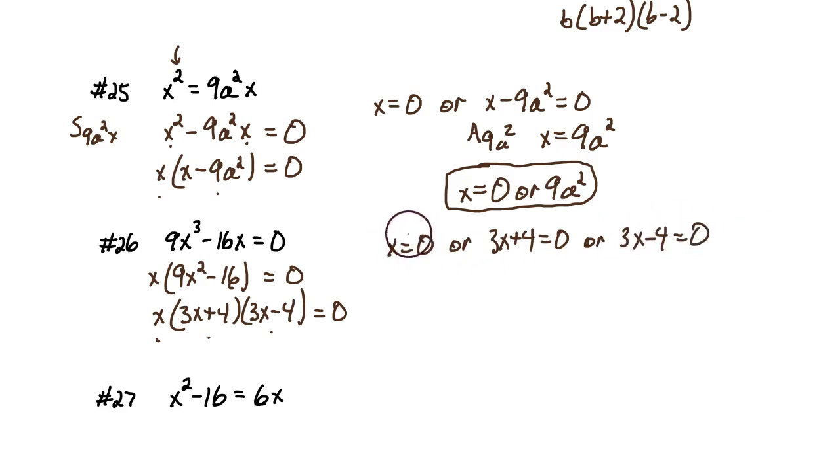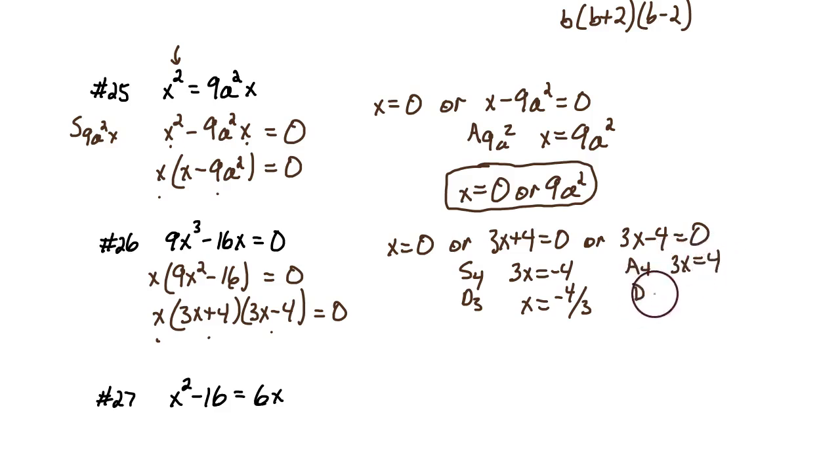This first one is already solved. For this one here, subtract 4 from both sides. We get 3x equals negative 4. Now divide by 3. We get x equals negative 4 thirds. Okay, over here, let's add 4 to both sides. We get 3x equals 4. And then divide by 3. We get x equals 4 thirds. So there are three answers. There's x equals 0, or negative 4 thirds, or positive 4 thirds.